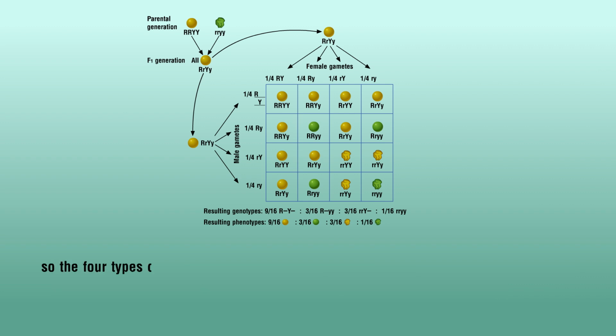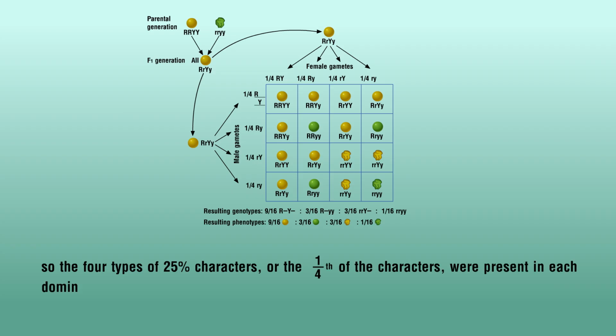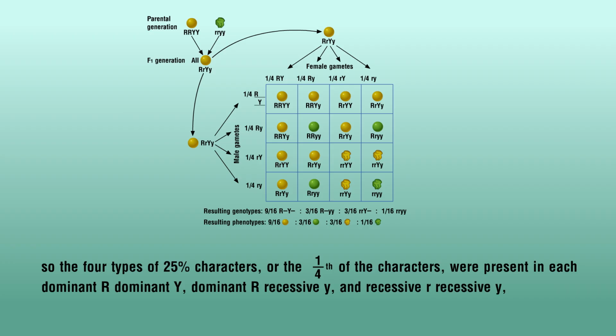So the 4 types of characters, each 25% or 1/4 of the characters, were present: dominant R dominant Y, dominant R recessive y, recessive r recessive y, and recessive r dominant Y.